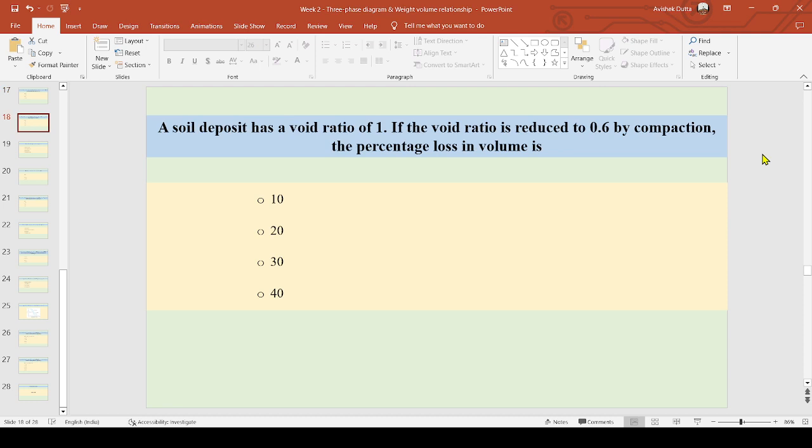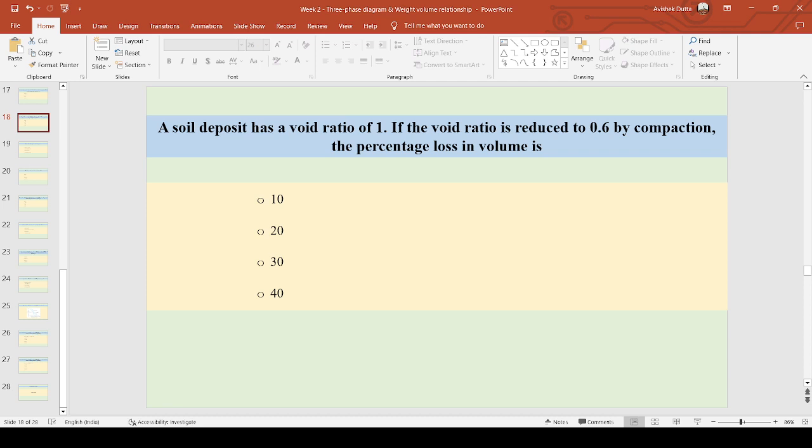A soil deposit has a void ratio of 1. Another numerical. A soil deposit has a void ratio of 1. If the void ratio is reduced to 0.6 by compaction, the percentage loss in volume is. Loss in volume means not the soil solids but the entire volume of the soil mass.